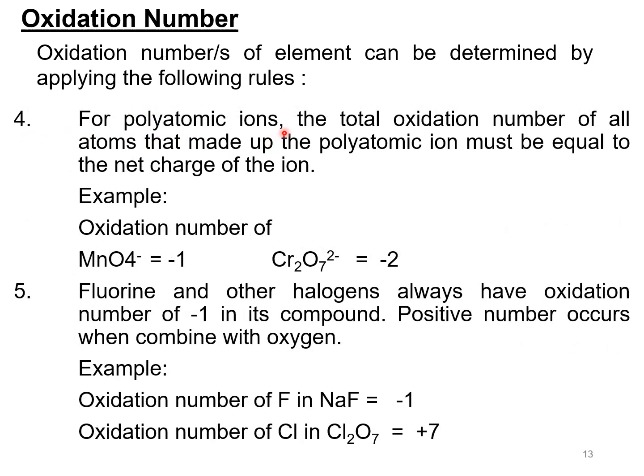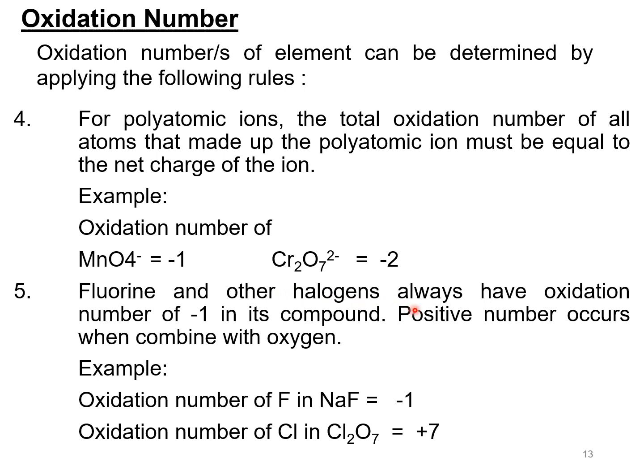For polyatomic ions, the total oxidation number of all the atoms that made up the polyatomic ion must be equal to the net charge of the ion. Contohnya, if you nak tahu oxidation number of MnO4-, okay. Jadinya, the net charge, total charge of MnO4- ni kan negative 1. So, the oxidation number will be negative 1. For Cr2O7, the total charge for Cr2O7 ni adalah negative 2, makanya oxidation number dia pun adalah negative 2.